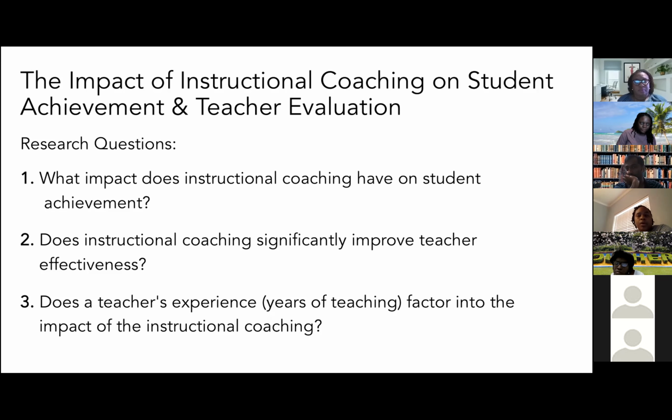I work at a school now where our scores are really low across the board. So my questions are, what impact does instructional coaching have on student achievement? I'm going to be looking at the LEAP test. And does instructional coaching significantly improve teacher effectiveness? With teacher effectiveness, I'm just going to look at their overall rating at the end of the year that deals with test scores and teacher observations. Those are all just a number from 1 to 4. And does teacher experience factor into the impact of instructional coaching?